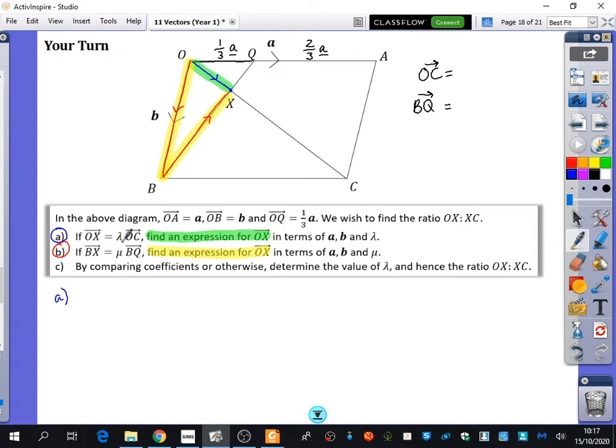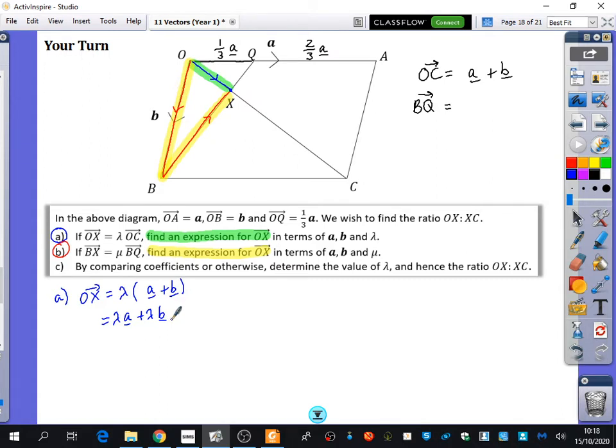Well, if OX is just lambda of OC, then it is just going to be lambda of whatever OC is. So I'm going to need to know what OC is. OC is what? A plus B. It is just A plus B. So I've written that up there because I'm going to use it. And so part A of the question is already finished. It is just lambda A plus lambda B. Done. You can leave it in the brackets or you can leave it like this. It doesn't matter at all.